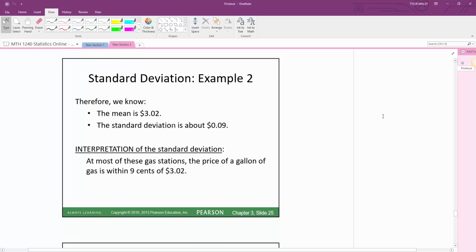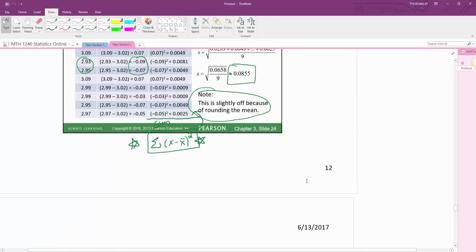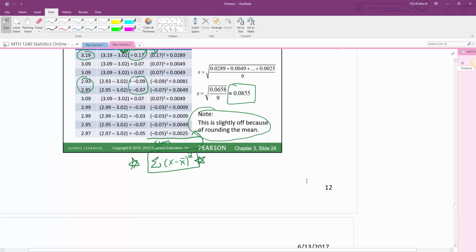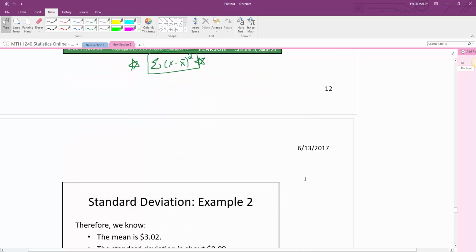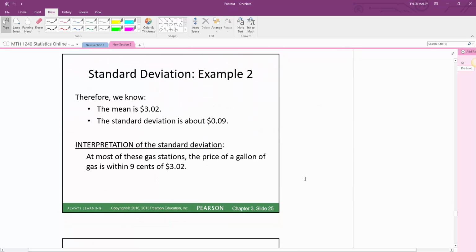Right. So what we know, just to interpret this, is that the mean is 3.02 and the standard deviation is about 9 cents. If we round that to the nearest cent, we get about 9 cents. So how to interpret this is we can say that at most of the gas stations, the price of a gallon of gas is within 9 cents of 3.02.